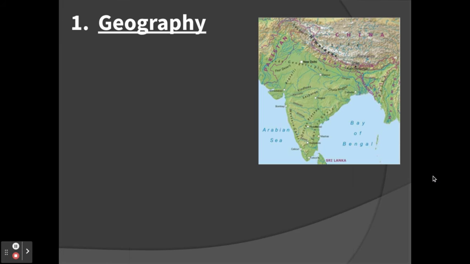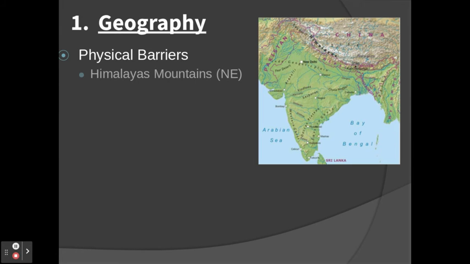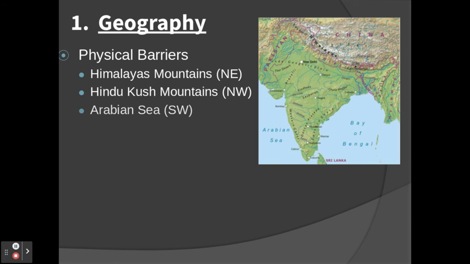So those are your mighty pieces of geography. So again, here they are. They are your physical barriers of India. And that is the Himalayas, Hindu Kush. Those two are mountains. And then your bodies of water, Arabian Sea, Indian Ocean, Bay of Bengal.